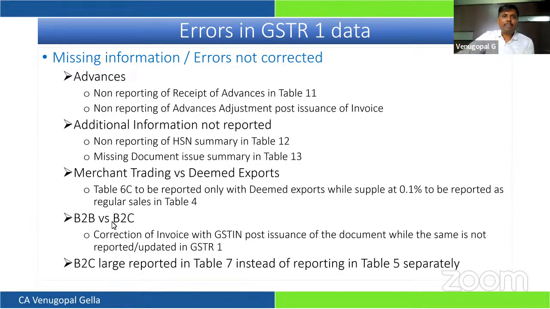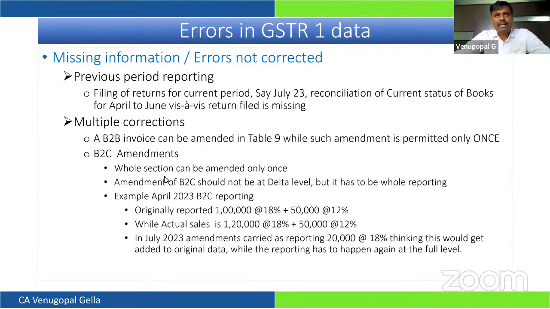Now, the interesting part that comes up along with the corrections is that this correction can only be done once, whether it is B2B or B2C. You cannot do the correction of a record more than once. The second thing you should be aware of, where people again make common mistakes: when you are making this correction in B2C, you are not supposed to report only delta figures. You have to report the full value.